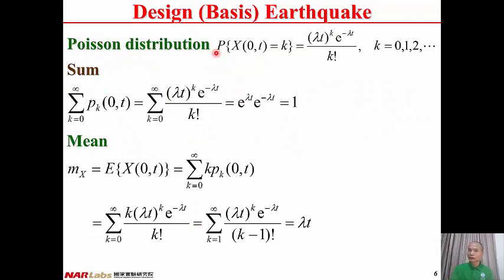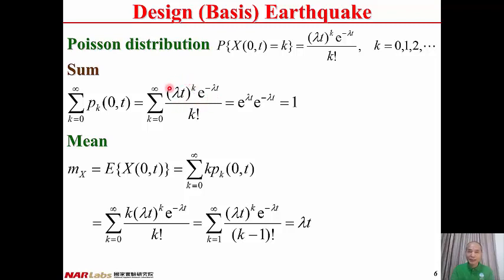And here's a Poisson distribution. Probability of X from 0 to T equal to K equal to (lambda T)^K times exponential minus lambda T divided by K factorial, and K equal to 0, 1, 2, and up to infinity. First of all, we have to check the sum of probability. Therefore, we sum the probability X equal to K from K equal to 0 to infinity. Therefore, we have summation from K equal to 0 to infinity, (lambda T)^K divided by K factorial times exponential minus lambda T.